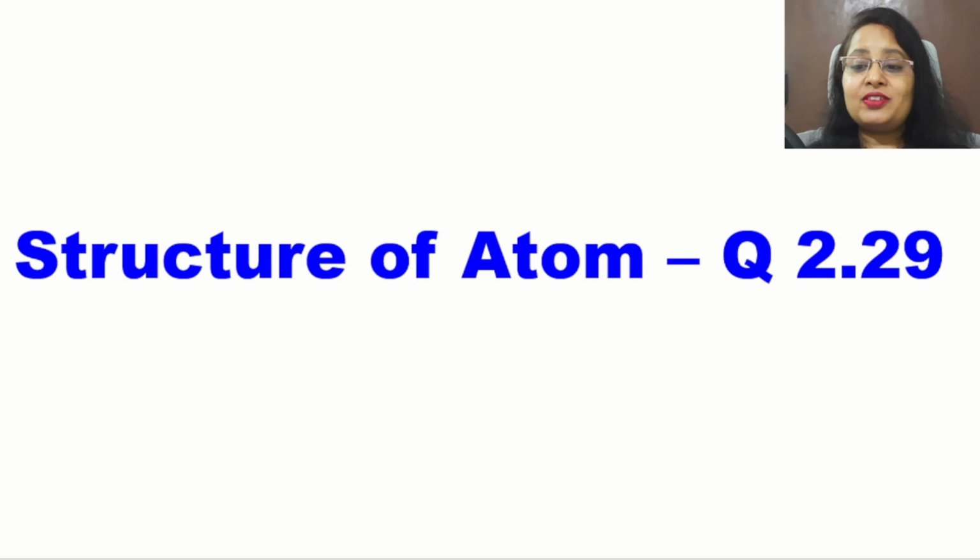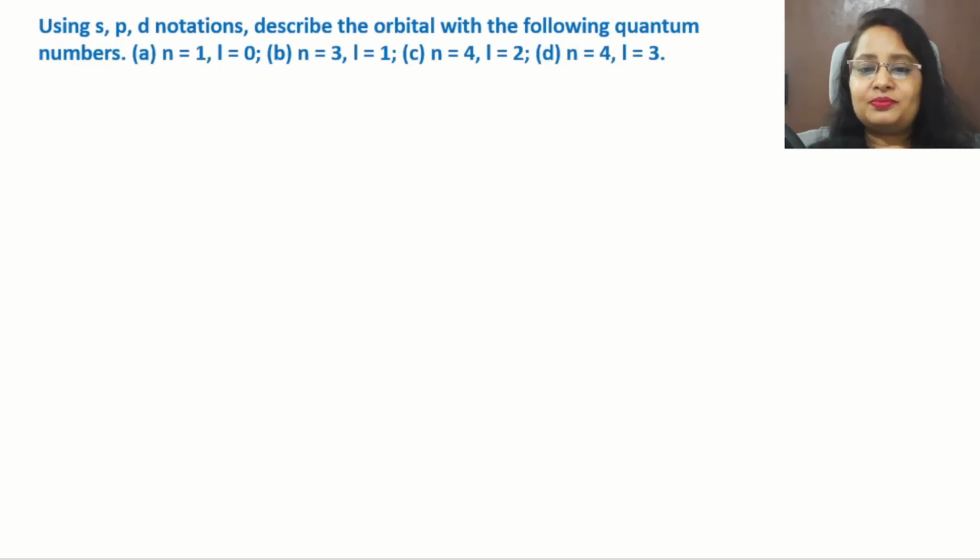Friends, today's video is question number 2.29 from the NCERT textbook class 11, and the chapter name is Structure of Atom. So let's check the question. Using s, p, d notations, describe the orbital with the following quantum numbers. So here we have some options A, B, C and D. So let's start with A.